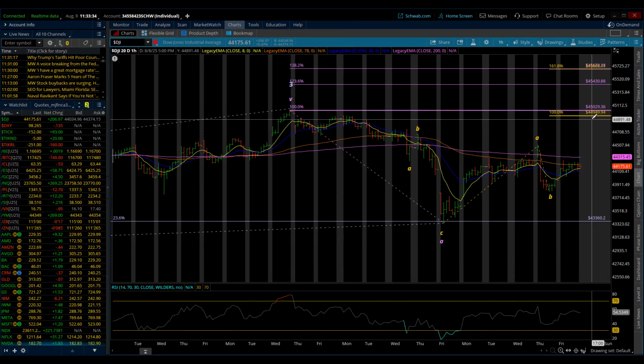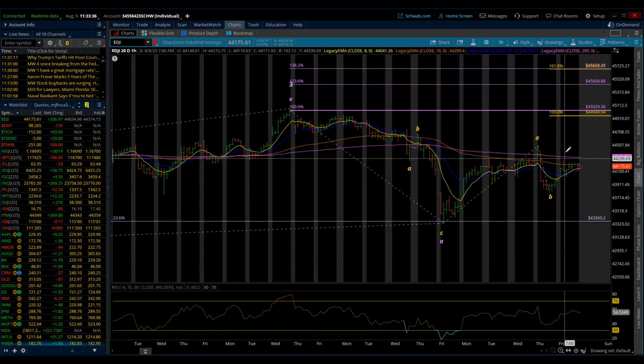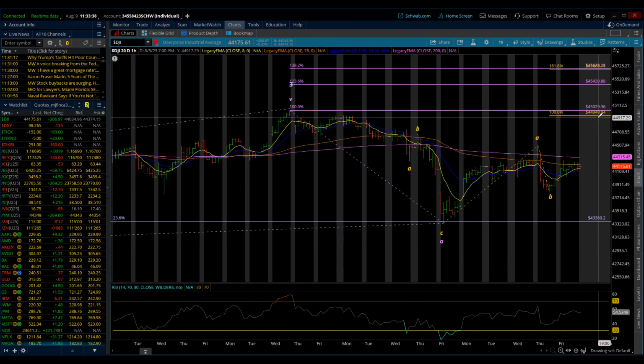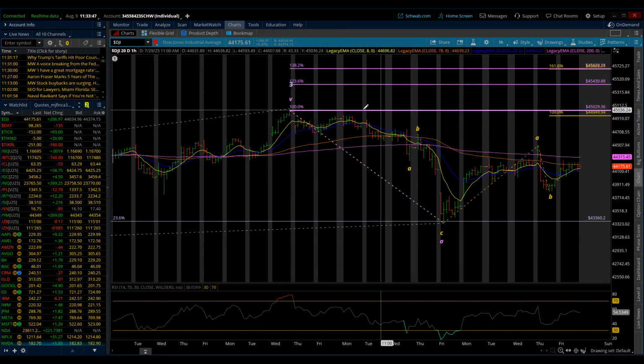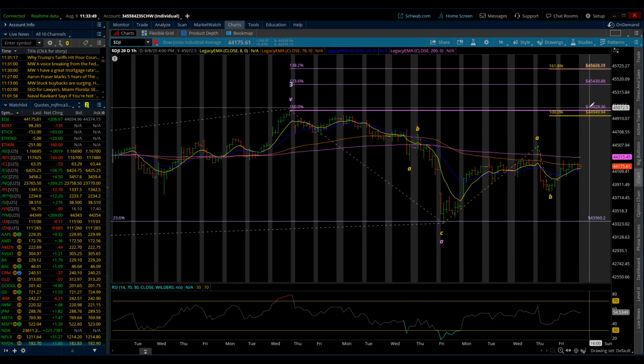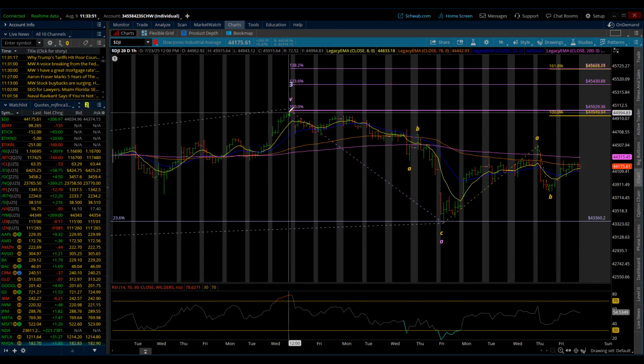So yeah, it could get there, but it'd be 1, 2, 3, 1, 2, 3, 4, 5. We still have to count 5 waves up before we get there. Does that say this is where it's going to go? No, that would say minimally, yes. But then we start to have our resistance at 45,015, which is the previous high.